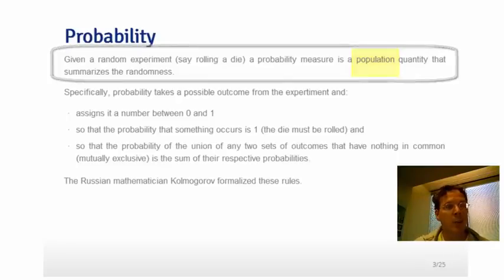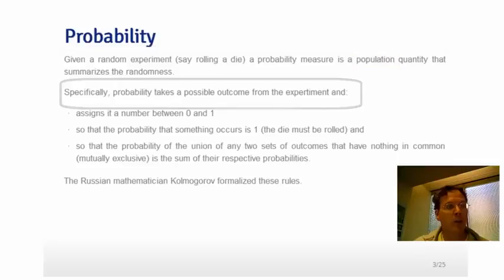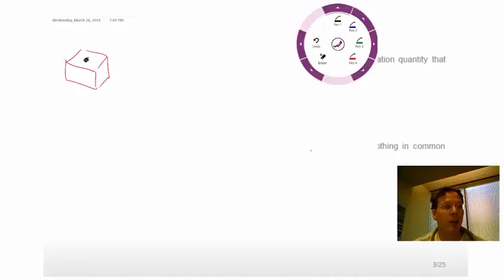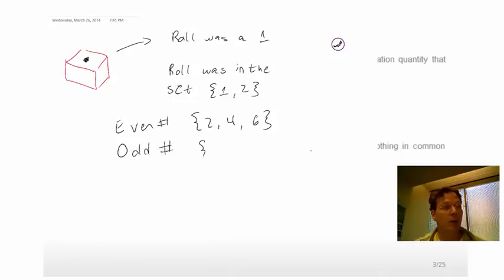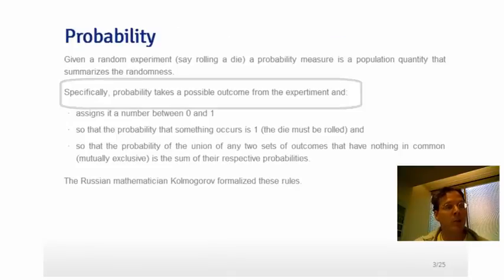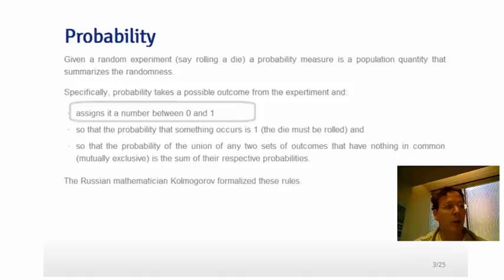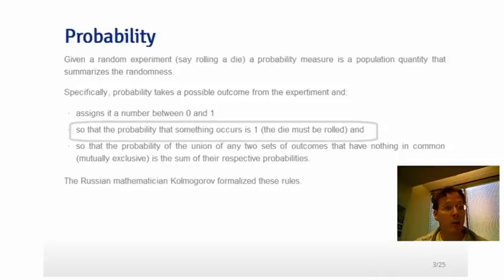So let's be specific about the rules that probability has to follow, so-called probability calculus. First of all, probability operates on the potential outcomes from an experiment. For example, when you roll a die, you could get a 1, or you could say the roll was in the set 1 or 2, or the roll was an even number 2, 4, 6, or the roll was an odd number 1, 3, 5, and so on. So the probability is a function that takes any of these sets of possible outcomes and assigns it a number between 0 and 1. You have to have the rule that the probability that something occurs, in other words, that you roll the die and you get a number, must be 1.